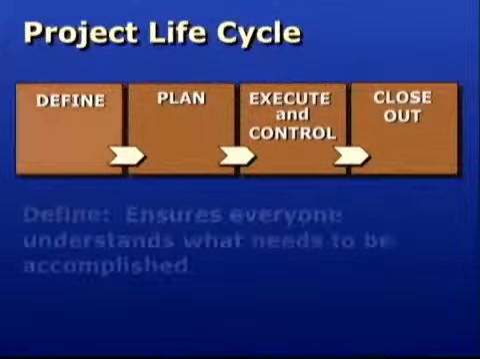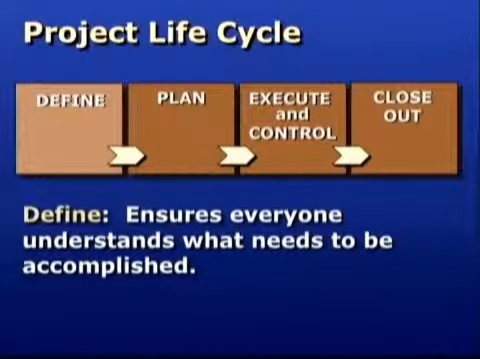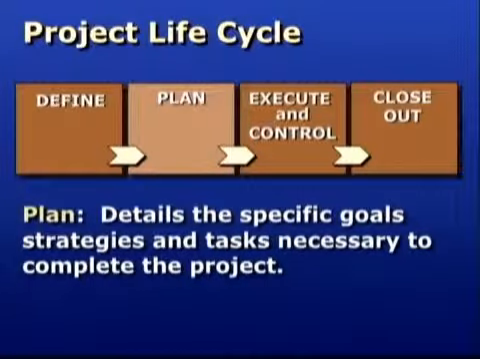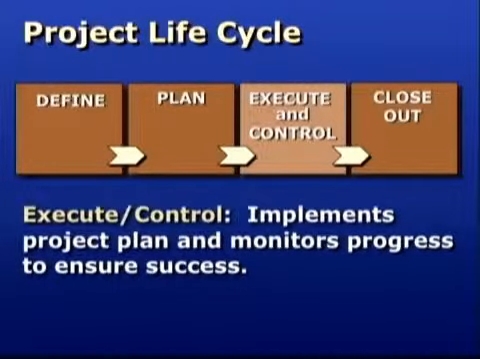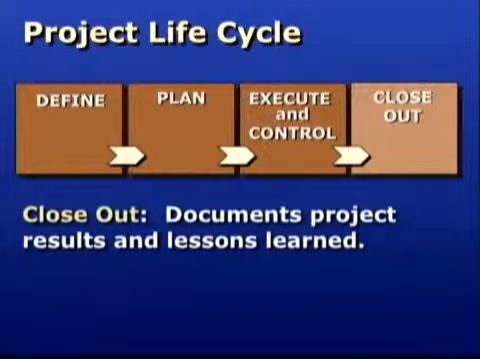There are 4 life cycle stages for every project. I will talk about each of these stages in more detail later in my presentation, but for now, here's a brief description of each stage. The define stage ensures that everyone involved in the project understands exactly what is to be done. The planning stage details the strategies and tasks that need to be accomplished to complete the project. The execute and control stage is where the project plan is implemented and monitored to ensure project success. And the closeout stage of the project is where project results and lessons learned are documented.